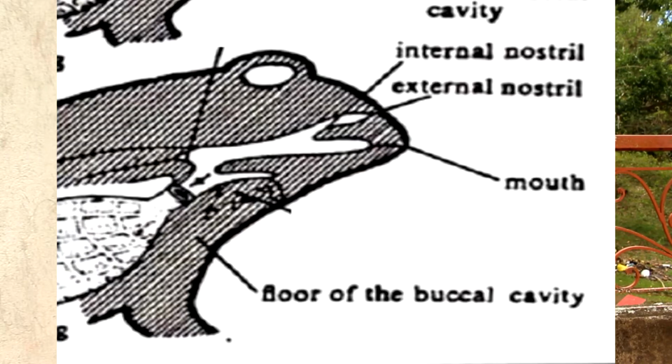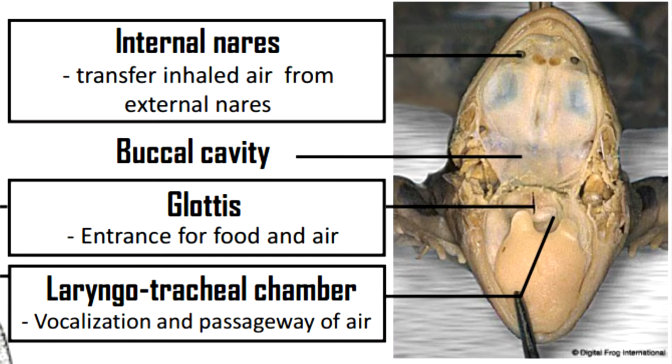The external nares are the openings on the outside. They are external, on the outside of the frog. The internal nares are the ones on the inside, as in this picture. Their task is to transfer inhaled air from the external nares. So the air passes through there. Next is the buccal cavity. Okay, anyways. Next is the glottis.